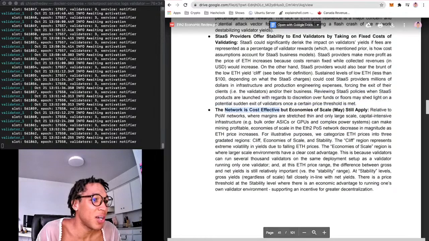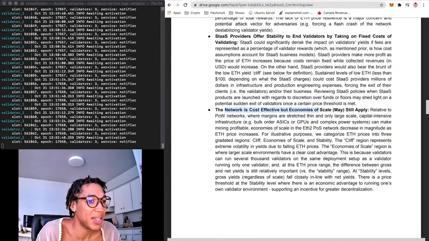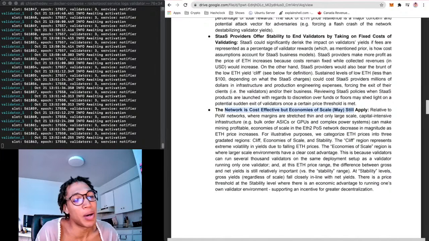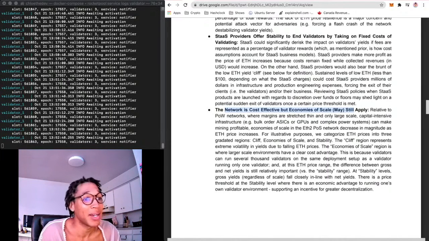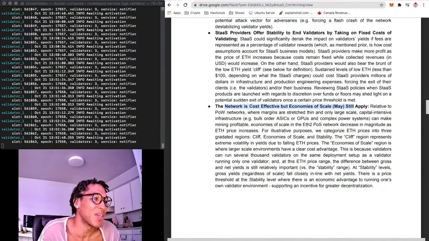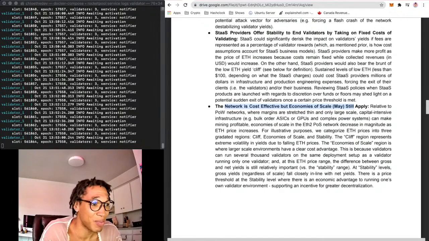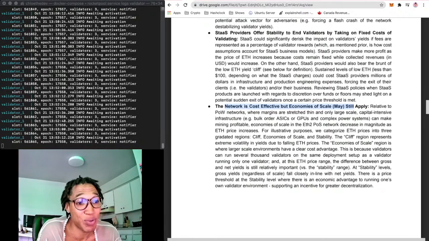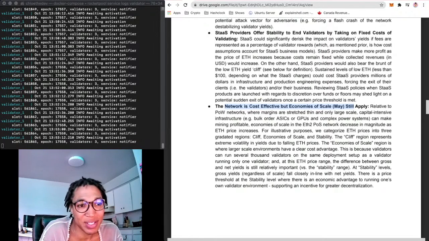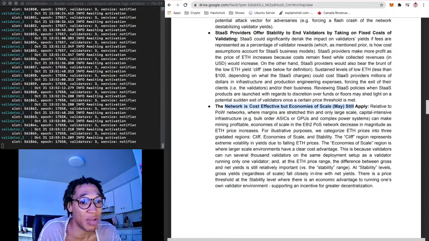The network is cost effective, but economies of scale may still apply, relative to proof of work networks where margins are stretched thin and only large scale capital intensive infrastructure, bulk ASICs or GPUs and complex power systems can make mining profitable. Economies of scale in the ETH 2 PoS network decrease in magnitude as ETH price increases. Basically saying, as the ETH price increases, there's less of a reason to pool together with a bunch of other people and get your ETH staked.